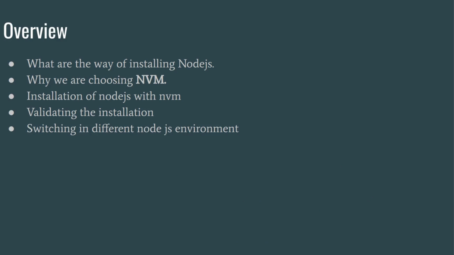Here is the video overview. First of all, we have to understand the ways of installing Node.js in the system, and why we are choosing NVM as a Node.js environment manager. Then the installation of Node.js through NVM, and then we are going to check and validate the installations and do some switching between different environments, so that you understand how we can switch between environments without affecting the existing one. So this is pretty much it for this video.